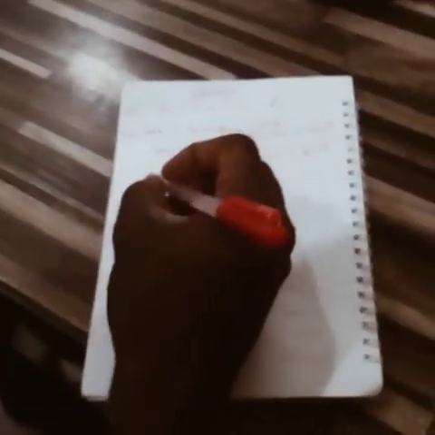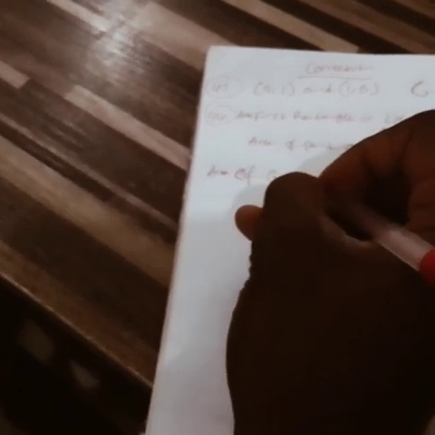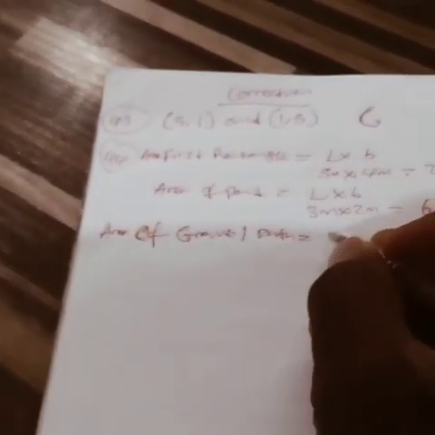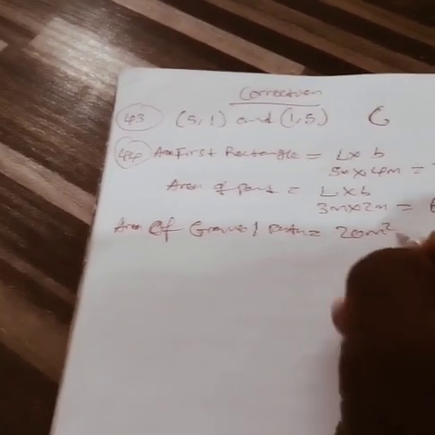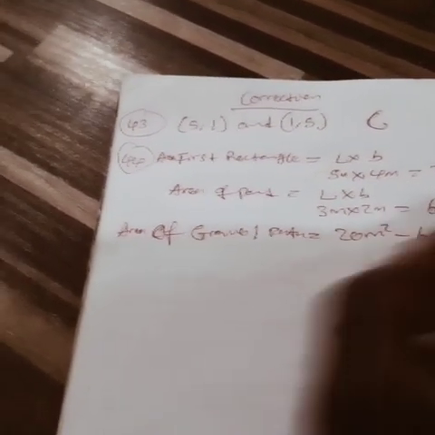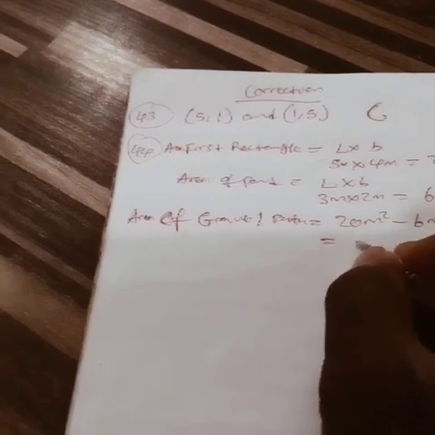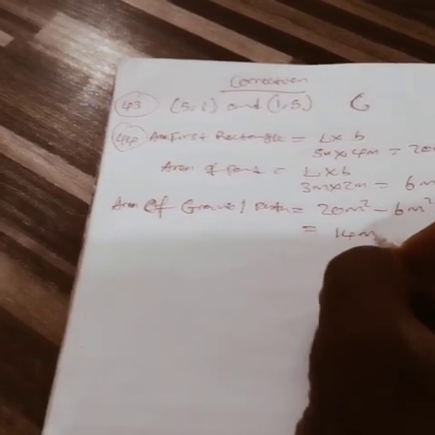So therefore, to get the area of that gravel part, we'll subtract it from that of the rectangle. Area of gravel part will now be equal to 20 meters squared minus 6 meters squared, and that will give us 14 meters squared.